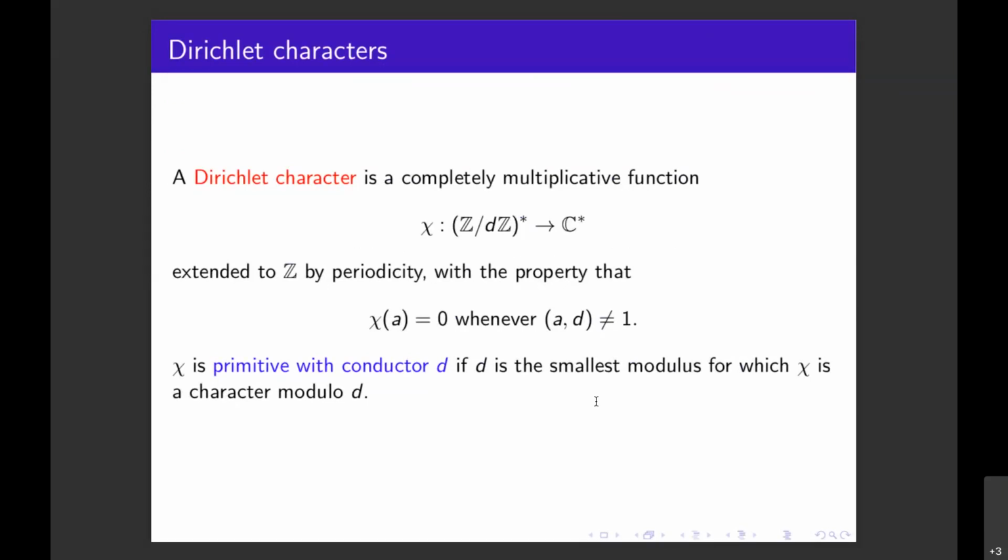We extend this character to all integers by periodicity, and we have the property that the character is equal to 0 whenever the GCD between the modulus d and the integer a is not 1. And we call the character primitive with conductor d if d is the smallest modulus for which chi is a character modulo d. So in some sense, the character doesn't come from any smaller character.